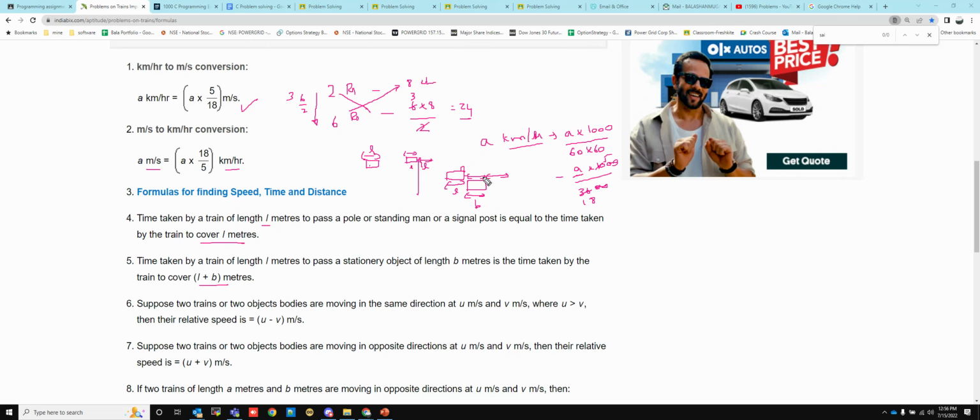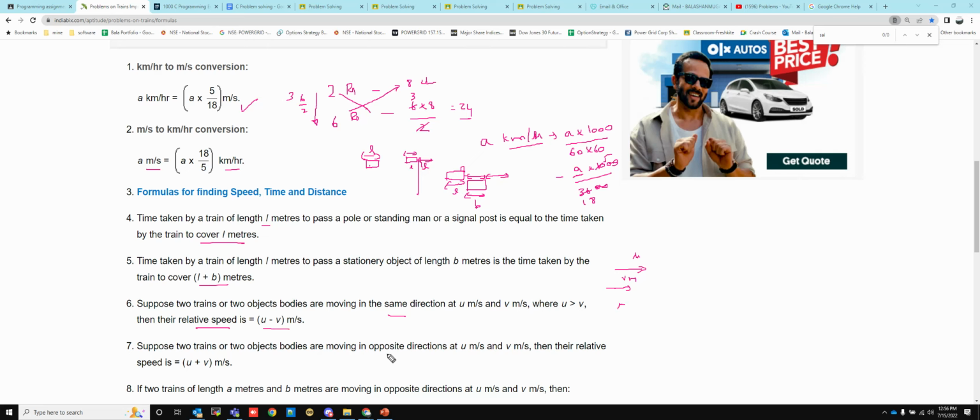Okay. Second, the two trains or two objects are moving in the same direction. So one train is moving in the same direction, another train is also moving in the same direction at u meter per second and v meter per second. So this train's velocity is u meter per second, this train's speed is v meter per second. So u is greater than v. Now the relative speed compared to this train, since it's moving in the same direction, will be u minus v.